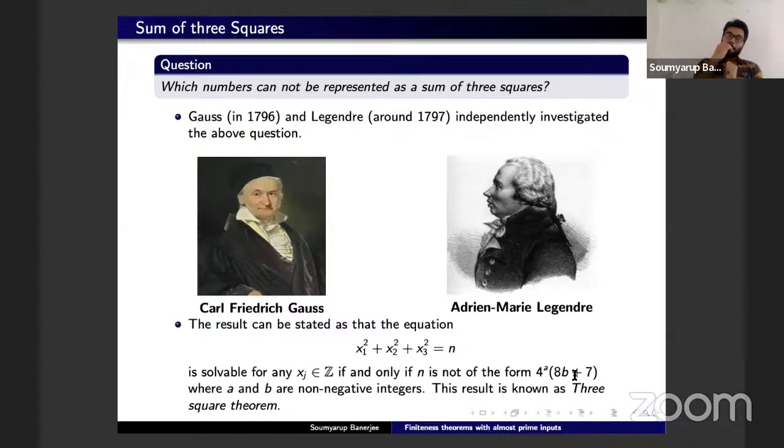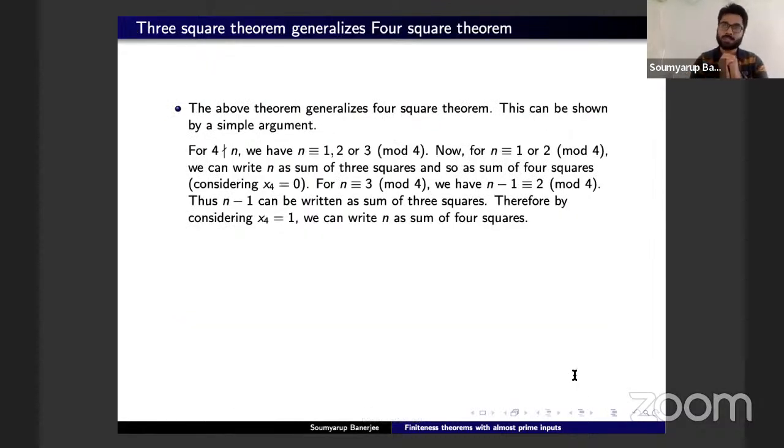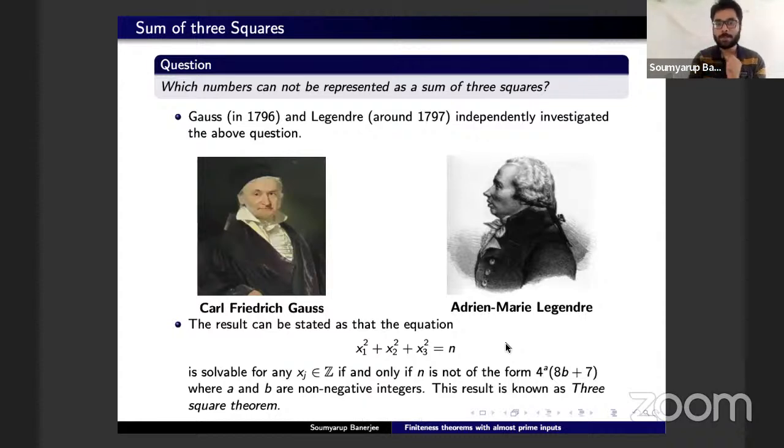Okay, so now in the paper of Gauss, Gauss not only has done this thing but also remarked many fruitful results in his paper. So let us see one by one. First of all, Gauss himself remarked that Lagrange's theorem can be obtained from Gauss's result by a quite trivial and simple argument. Okay, let us see how. So from Gauss's result, we already know that any number which is not of the form 4 to the power a times (8b plus 7) can be represented as a sum of three squares.